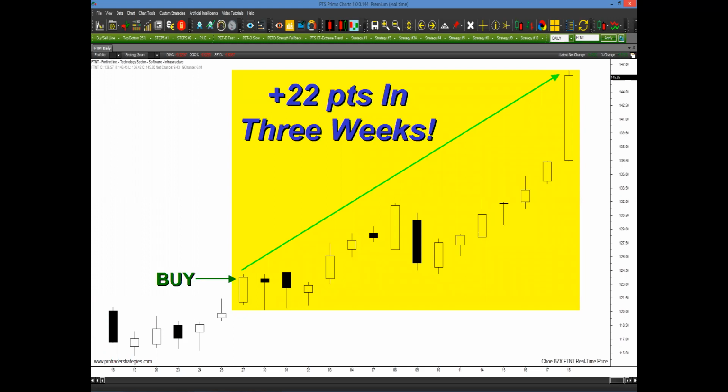In 3 weeks, it's up 22 points. All without the aid of having to look at the earnings, all without the aid of having to subscribe or pay for some signal service or go to some chat room, all without the aid of having to buy some $10,000, $15,000 course. It's just one click away. It's right there.